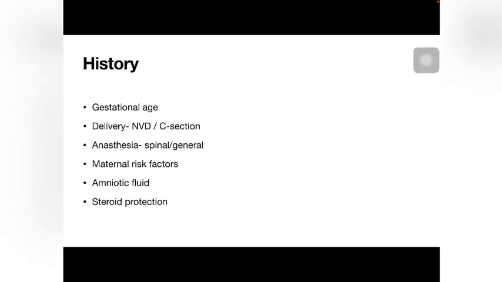To proceed further, you will need to know the relevant history for the case, which includes the gestational age, whether it is a preterm, term or post-term child, the mode of delivery, whether it is a normal vaginal delivery or a C-section. If C-section is done, whether it is done in spinal anesthesia or general anesthesia, maternal risk factors like leaking per vaginal or rupture of membrane for more than 24 hours, amniotic fluid, whether it is clear or meconium stained, and whether there is antenatal steroid use for protecting the baby.